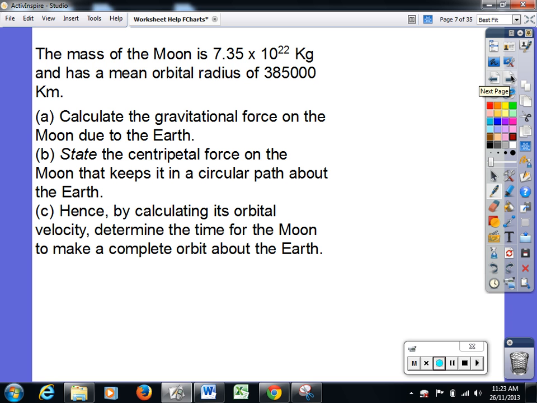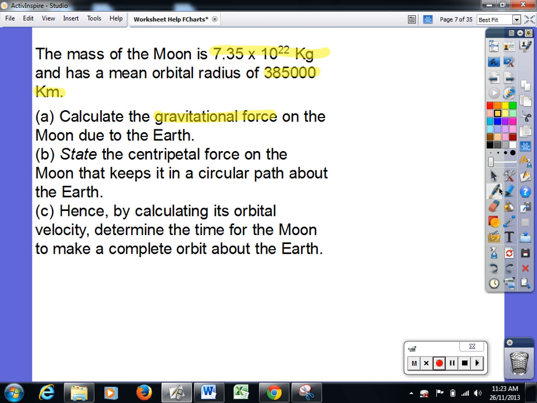We move now to question number 7, I should say. And once again, we're looking at a mean orbit. We're talking about the moon this time, and the moon has a mass of that many kilograms, and it has a mean orbital radius of that many kilometres. We want the gravitational force. So let's have a think about what we can do here.